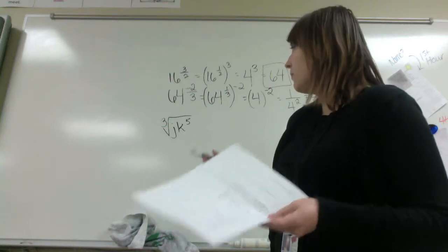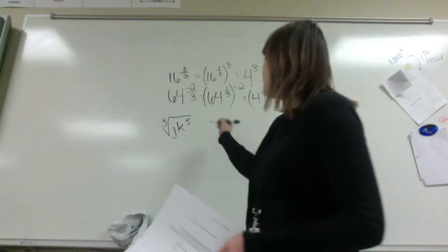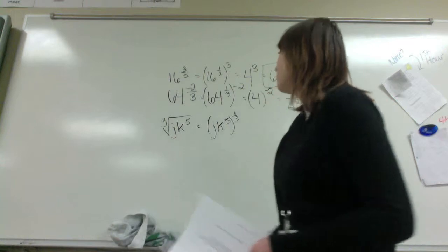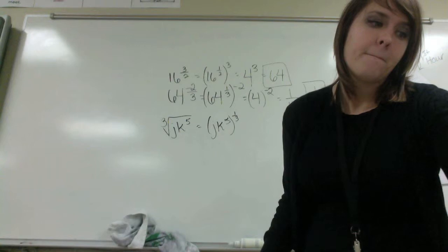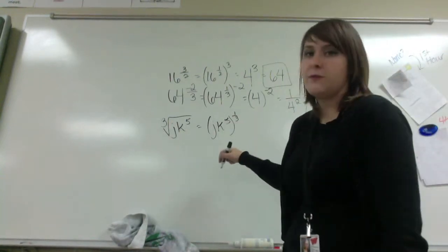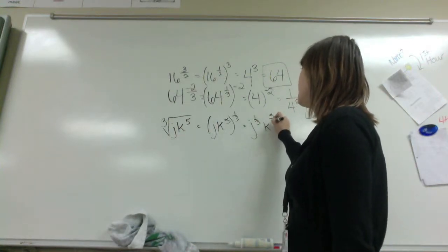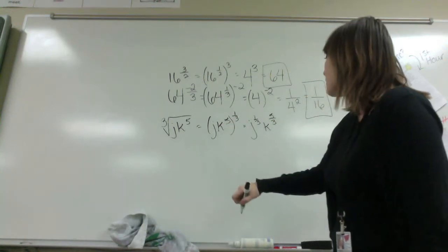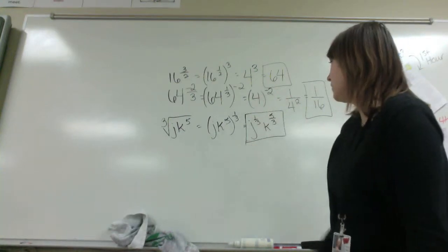Okay, so I know that having the cube root there is the same thing as taking it to the 1/3 power. So I'm going to write jk to the 5th to the 1/3. Then I know that I can use my power of a product property to distribute this 1/3 through. So I'll have j to the 1/3, k to the 5/3, because if I multiply those 5 and 1/3 together, I get 5/3. So now I have rewritten it without a radical sign.